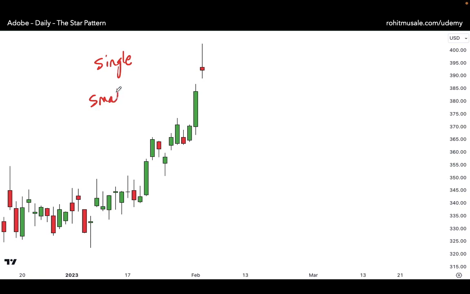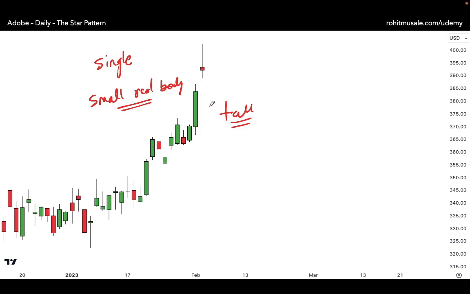It has a small real body, and it can be any color. The important thing about the star is it gaps away from the prior tall real body. So the candle prior to the star should be a tall real body, and the star should gap away from that. Gap away means the real body should not touch. The shadows can touch. In this case, even the shadows are not touching.